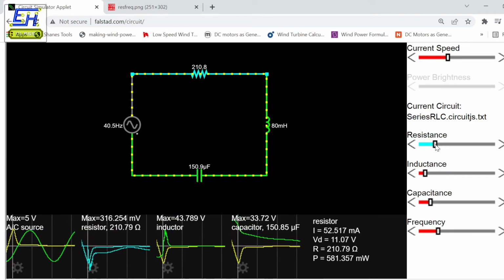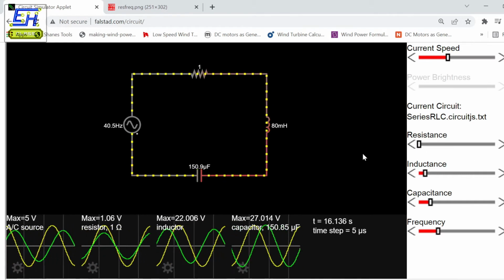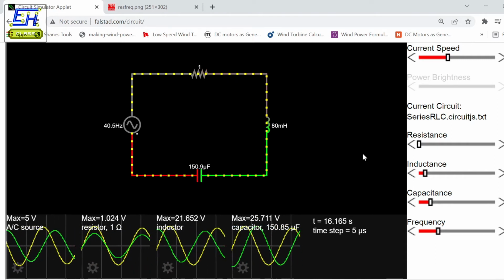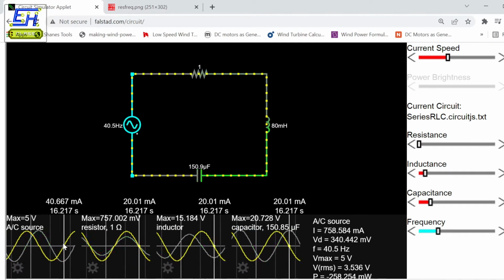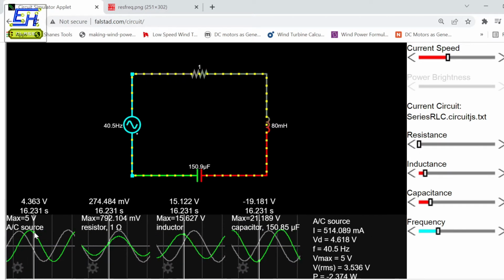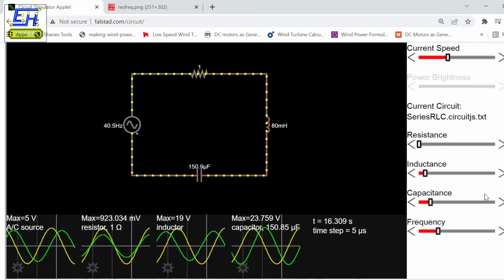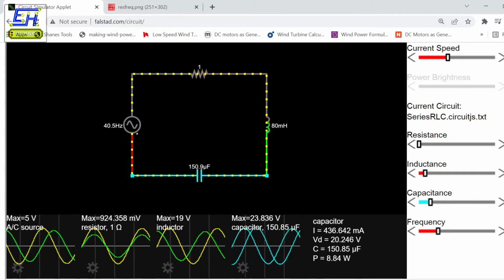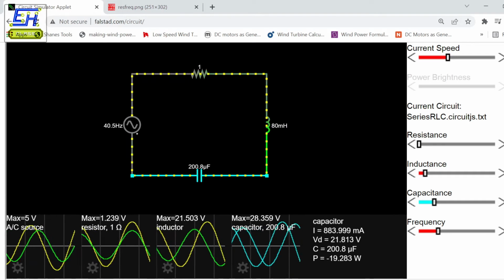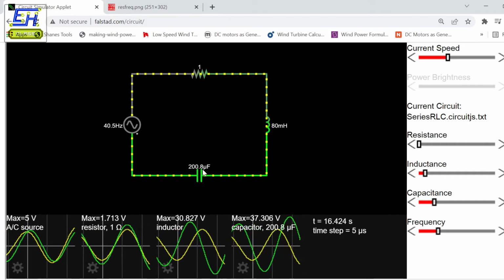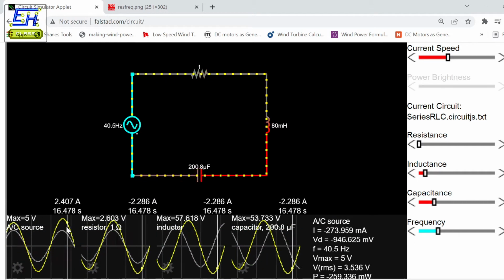Now let's reset our values, resistance back to 1 ohm. There is one more thing that I want to show you. Notice that while we change these values of inductor and capacitor, at the AC source the voltage and current waveforms are out of phase. They are not in phase. But notice while I change the value of capacitance, somewhere around 200 microfarads, you will see that the voltage and current waveforms are now in phase.